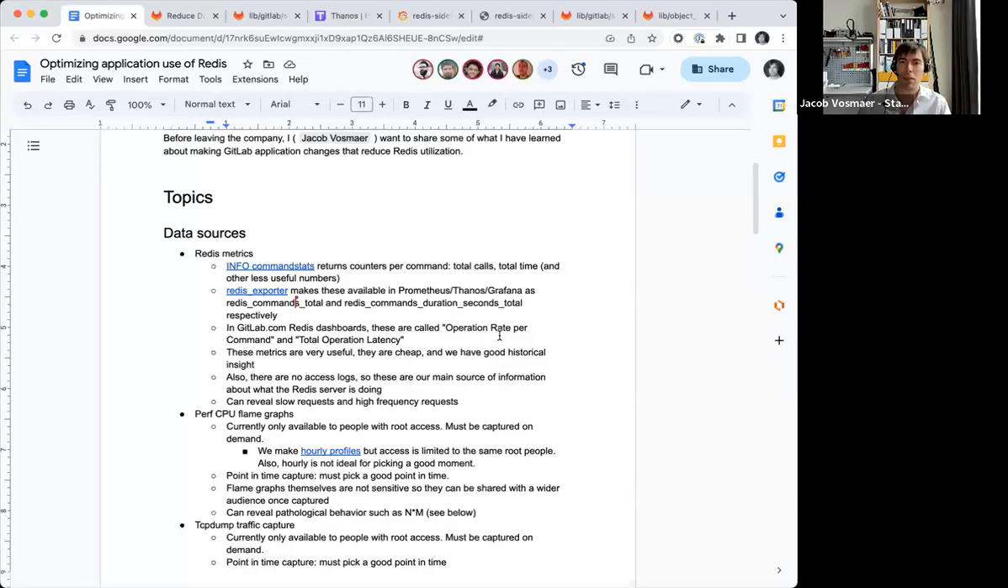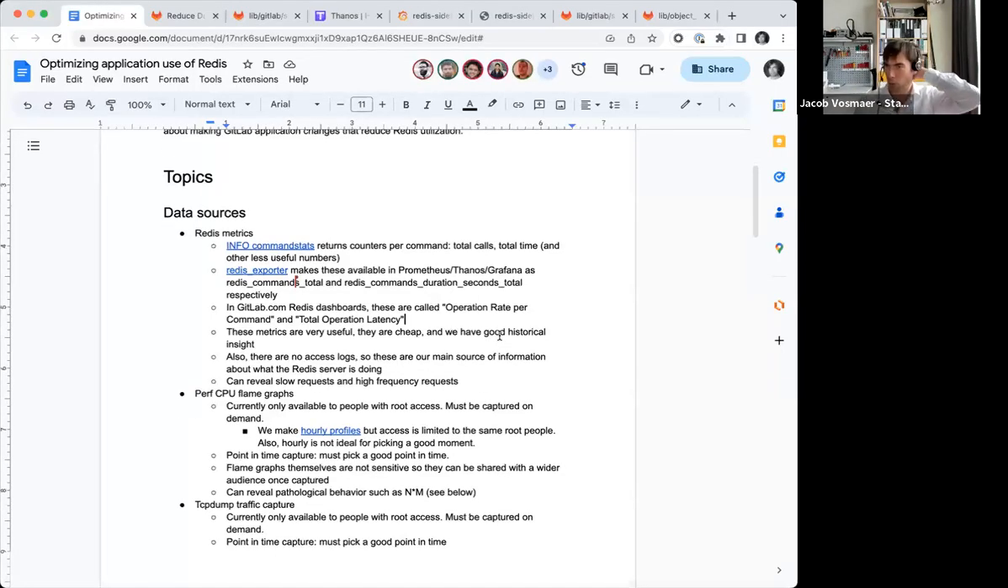So I'm going to share the browser so I can show you the document. The starting point for these problems was every time one of our Redis servers is running out of CPU headroom, and then we need to find out what's going on. There are a couple of data sources that ended up being very useful, and I just want to talk through these data sources.